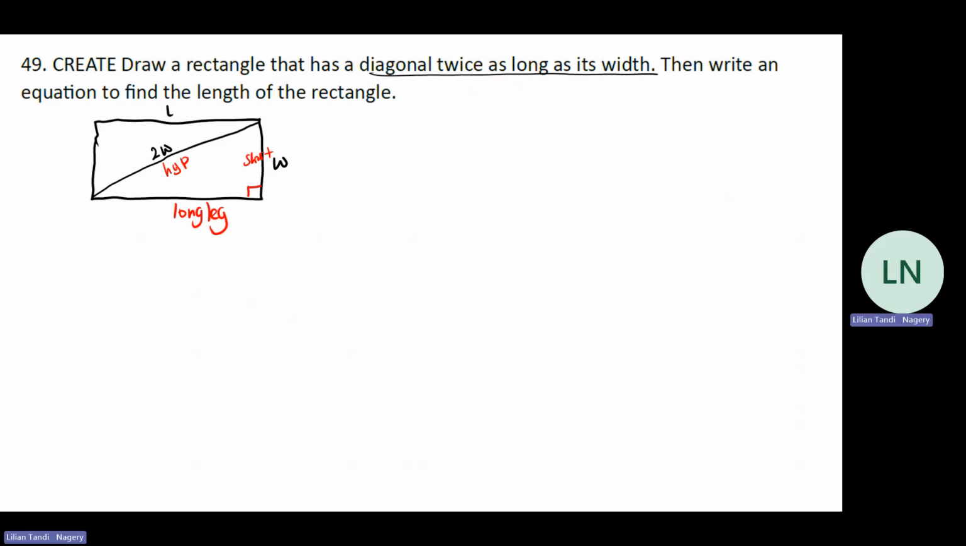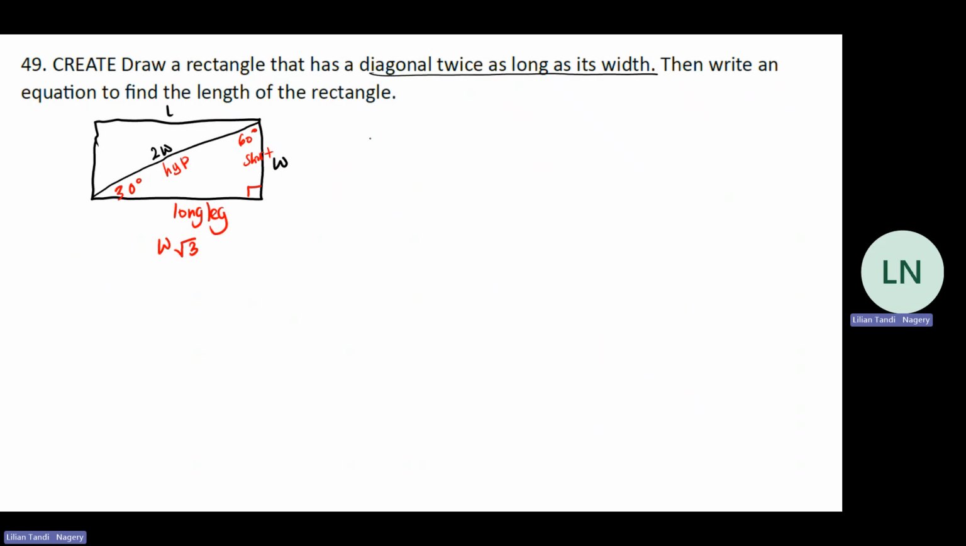So let us find how much the width is. So this is x square root 3 or w square root 3. Because the long leg is the short leg multiplied by the square root of 3. Okay. Oh, write an equation. So there is my equation. w square root 3. Because now I'm going to use the 30-60-90 triangle.